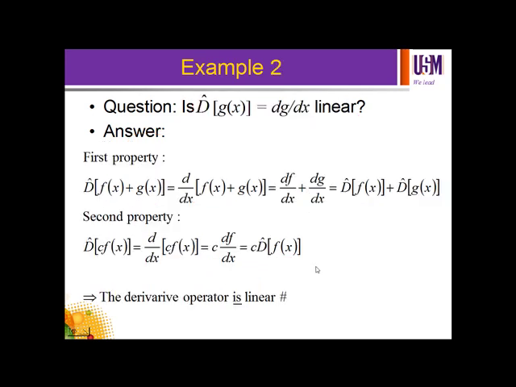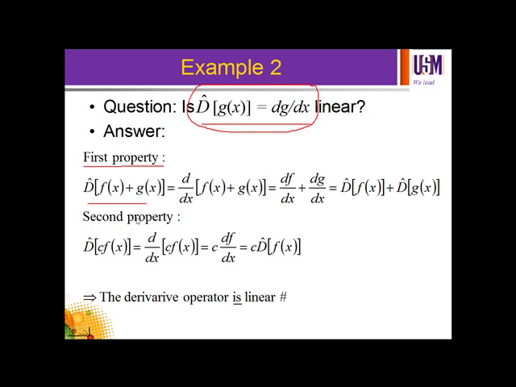Let us look at another example. Is an operator G equal to dg per dx linear? So this is the operator abstraction or rule: operator G equal to dg per dx. Let us look at the first property, where the operator of a summation of two functions equals the summation of the operator of the individual functions.